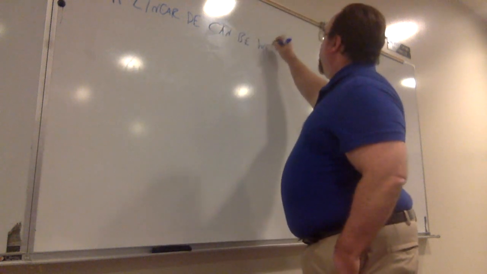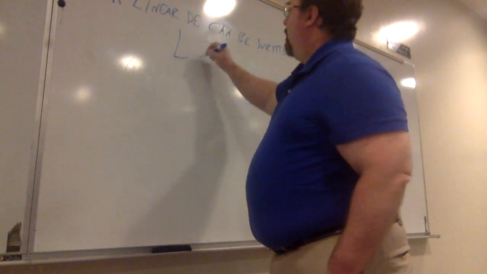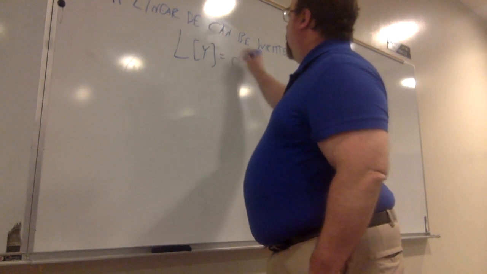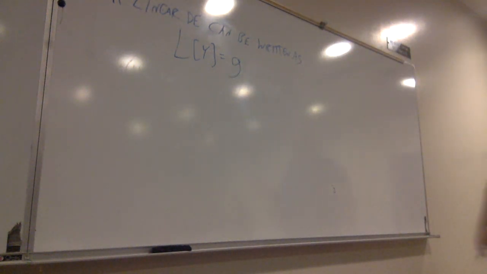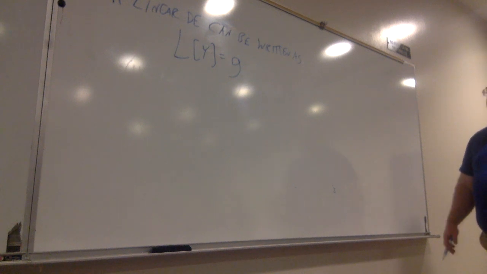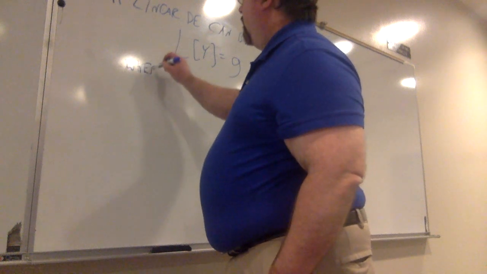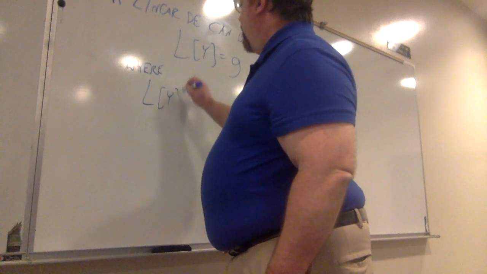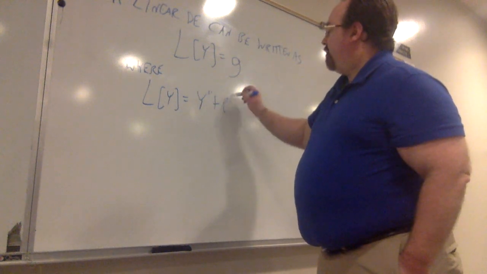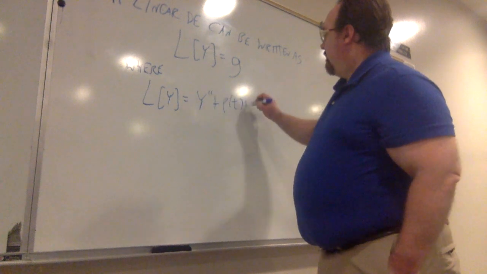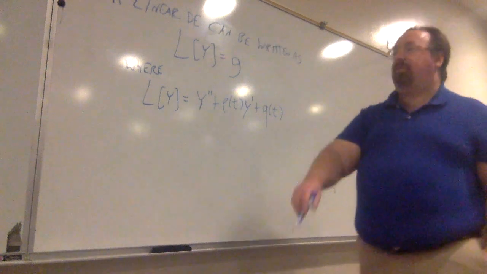Now, I'll introduce more helpful notation. Here's a shorthand for the second order differential equation that I was just talking about. Ly is equal to g, where L of y is y double prime plus p of t y prime plus q of t y. And g is the g of t from over there.